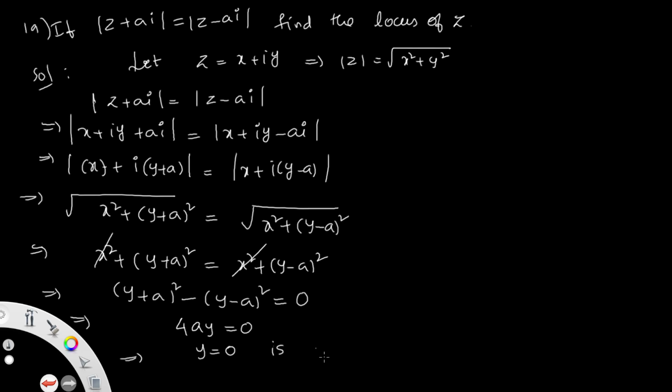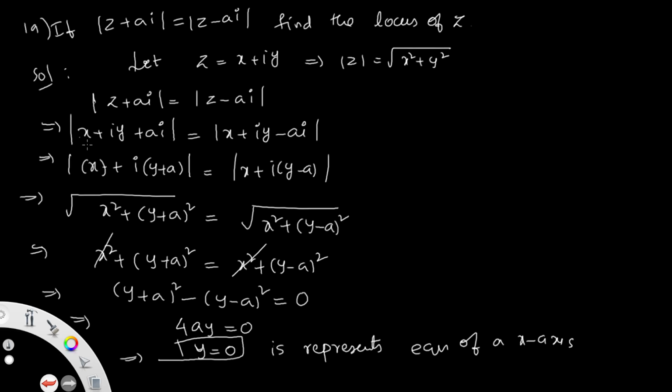This represents the locus of z. The locus is asking for the equation, that's why we had to write it. The solution is y equal to 0, which means it represents the equation of the x-axis. Sorry, y-axis? No, x-axis equation. So 4ay is given. So the locus of z, here x square is common and simplified away, is nothing but the equation of the x-axis. So that is the locus of z.